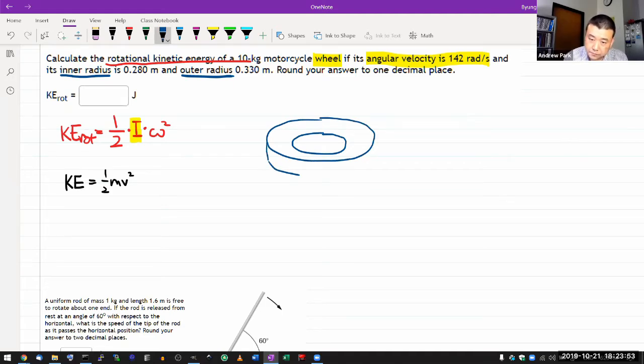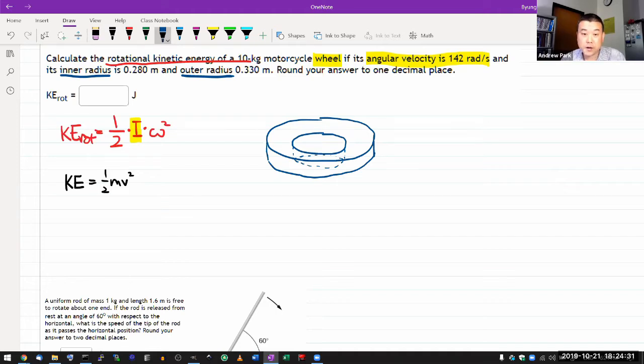Something of this shape is what you are asked to deal with. And here's the interesting thing. This particular geometry may not be in the list of geometries that you have for your table of rotational inertia. So if that's the case, how do you do it?